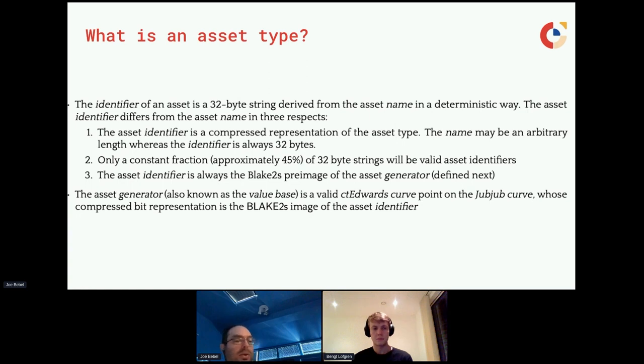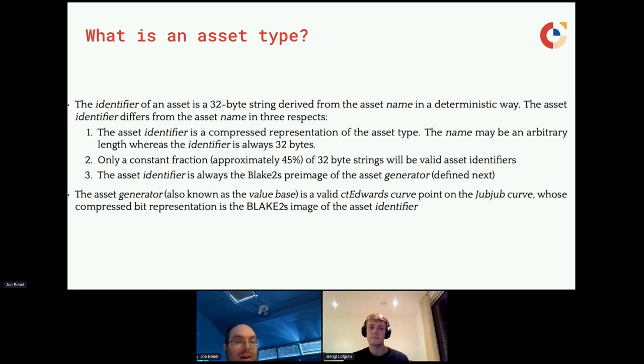This is because of the third requirement, which is that if you take the Blake2s hash of the asset identifier, you get the asset generator, which is the elliptic curve point that we're going to use in our value commitment. The reason we have this construction, and this strict requirement on the asset identifier, is so that we can efficiently handle all of this inside of the zero knowledge circuits. Computation in our zero knowledge circuits is very precious. It's not free. It's certainly rather expensive for the prover to do extra work if our circuits are very complicated.